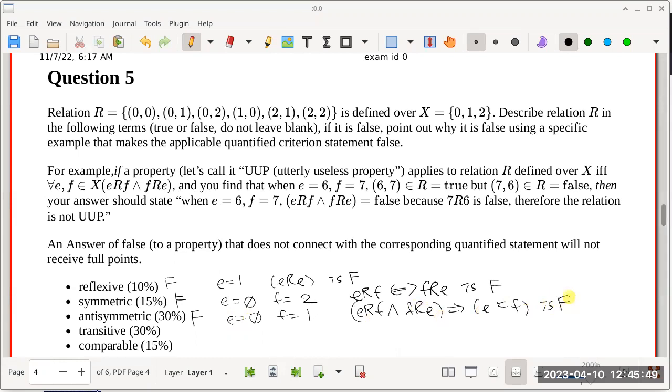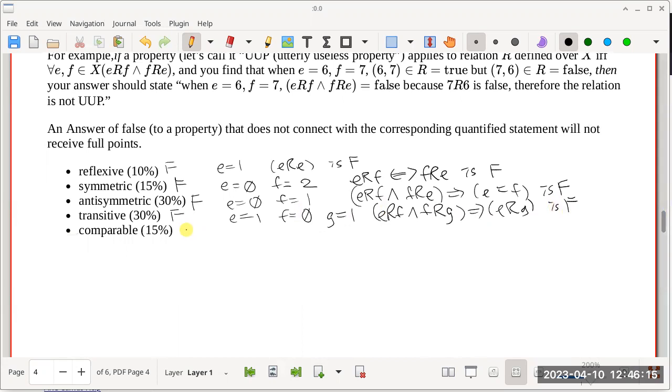It is not transitive for sure, because when E equals 1, F equals 0, and G equals 1 again, then ERF and FRG implies ERG is false. Is it comparable? Definitely not.